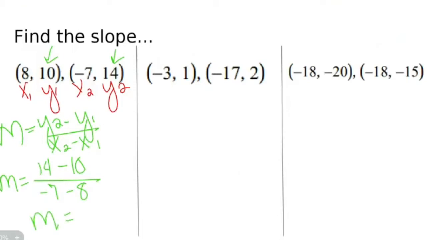What's 14 minus 10? Close, 4. And what's negative 7 minus 8? Very close, negative 15. So my slope in this one is 4 over negative 15, or negative 4 over 15.